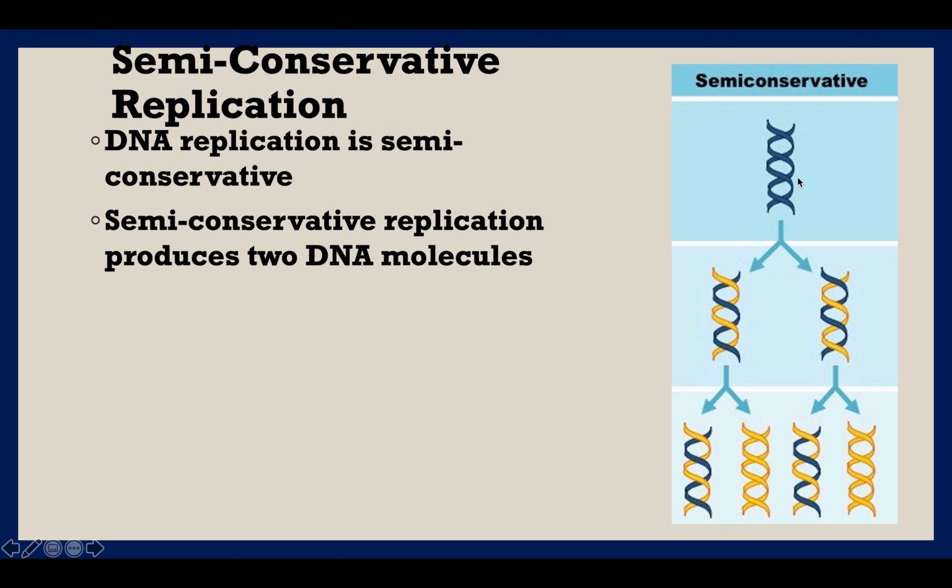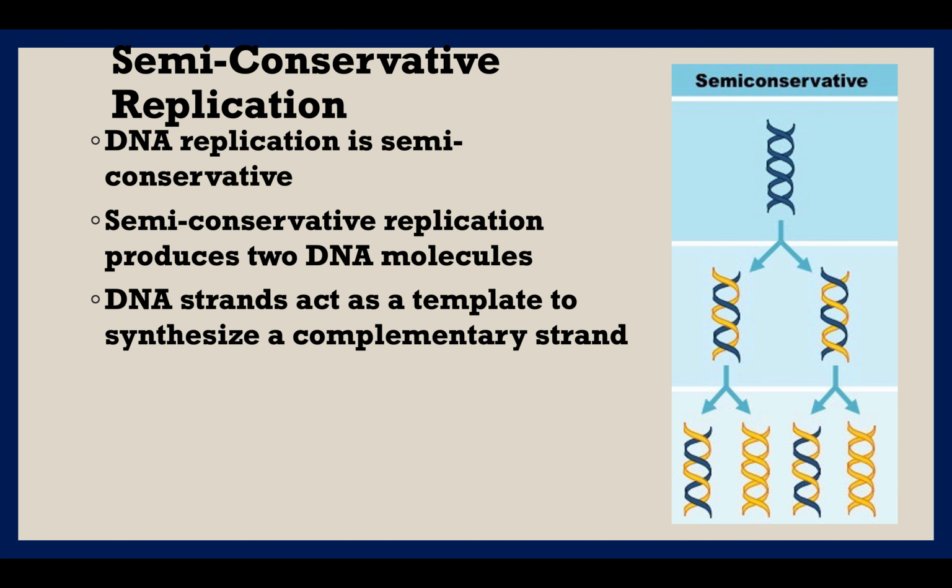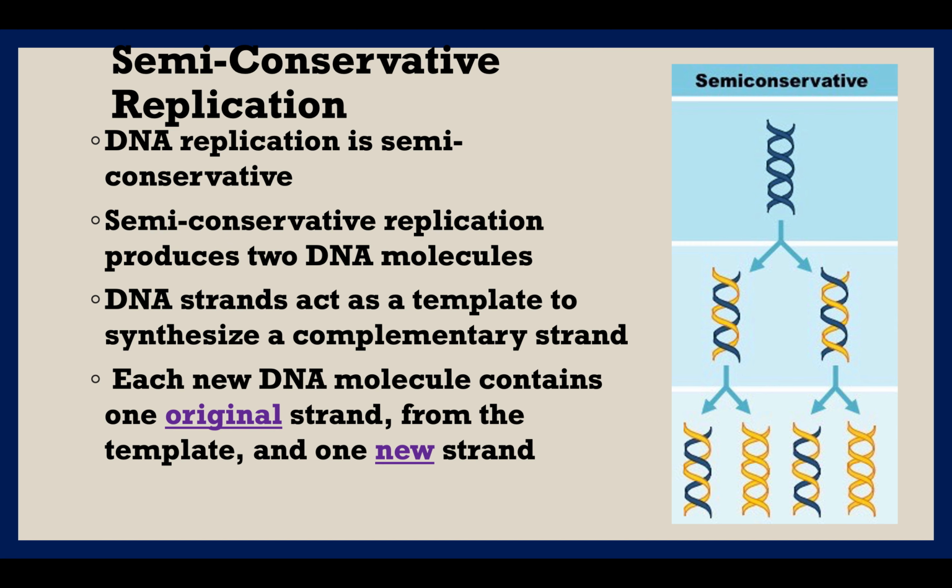That DNA molecule is basically split in two, and from the original two strands, two new strands arise. And then, when these two undergo replication, we are only left with that one original strand that is going to give rise to a new strand. And the new strand that came from this one is going to give rise to another new strand. And that is the definition of semi-conservative when we're talking about DNA replication. So DNA strands act as a template to synthesize a complementary strand. Each new DNA molecule contains one original strand from the template and one new strand.